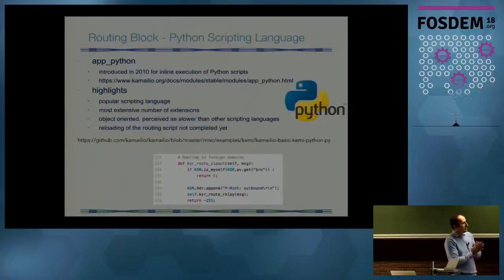Then we have the Python one. I'm not the original developer of this module, and I'm not much into Python. I just added the extension to see the exports done through the Kemi framework. As a matter of fact, right now the reloading is not working properly. I started to implement it, but as I don't have the proper knowledge of how the Python interpreter can reload the script, I still need a bit of time.